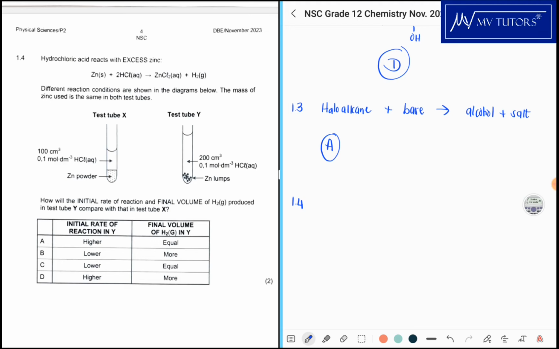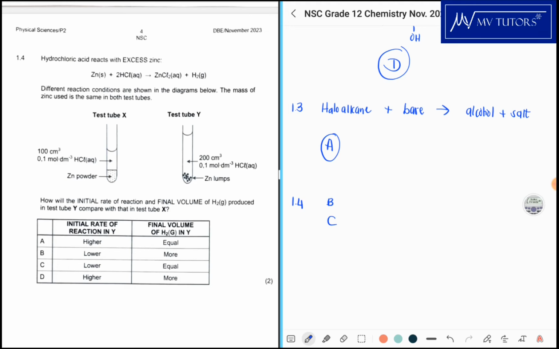So the initial rate of reaction in Y, well, Y has zinc lumps, whereas X has zinc powder. So the rate of reaction will be lower for Y than it is for X. Now we are left with options B and C at our disposal.